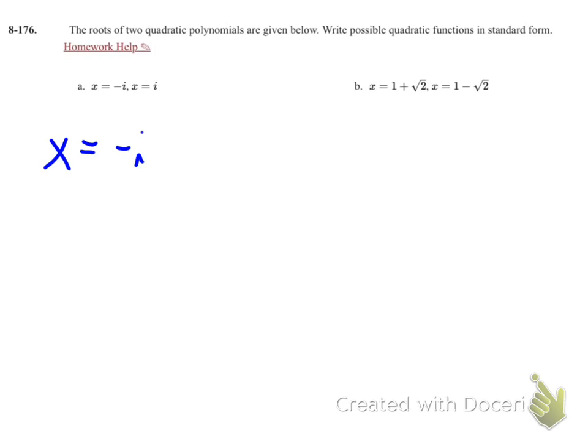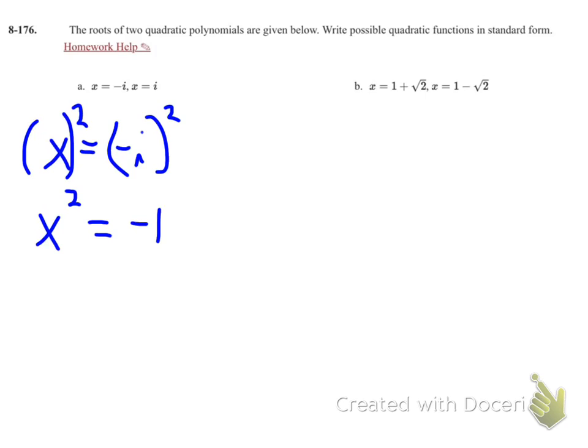So I have negative i by itself, so if I square both sides right now, I'm going to be able to get rid of the imaginary number. So x squared on the left side. The right side, I have a negative i times a negative i. The two negatives make a positive, but then i squared is a negative 1.